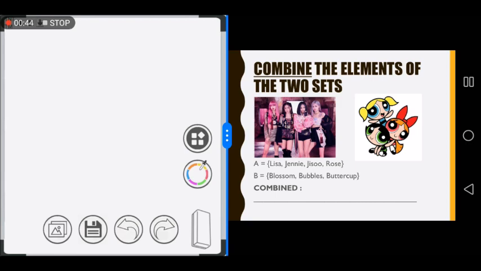Okay, so to start off, let us find or let us combine the elements of the given sets. Let's say we have set A composed of Lisa, Jenny, Jisoo, and Rose, and set B composed of Blossom, Bubbles, and Buttercup. So, if we combine the elements of the two sets, ibig sabihin, pag sasamahin natin yung elements or members ng dalawang sets, isulat natin po sila alphabetically based on their names. No po? So, if we're to include the two, don't forget the braces.